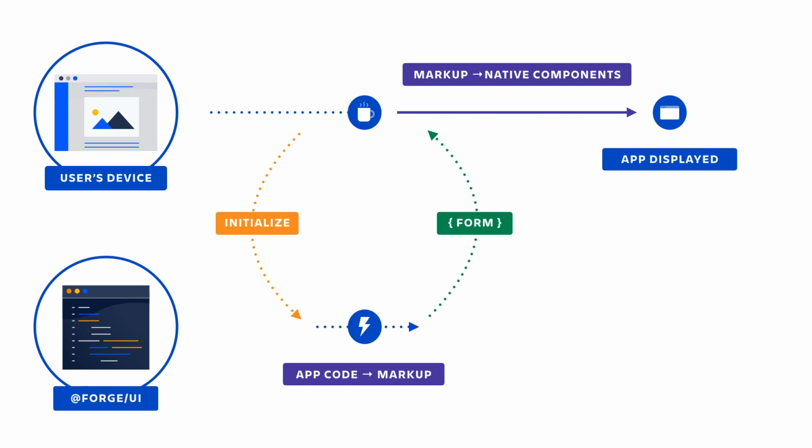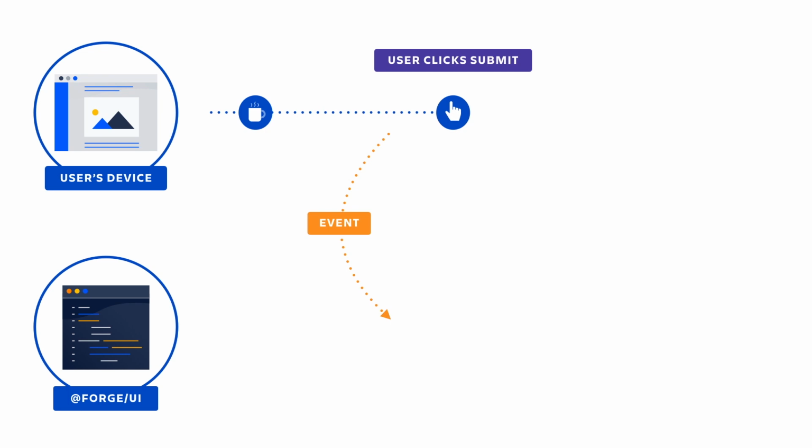This doesn't change much about what happens when the user first views the app. We still invoke the serverless function in the same way, running the app code and returning markup, and we still transform the markup and display the app natively. But when the user clicks the submit button, the app is invoked a second time. Specifically, we invoke the serverless function with data that uniquely identifies the corresponding event handler.